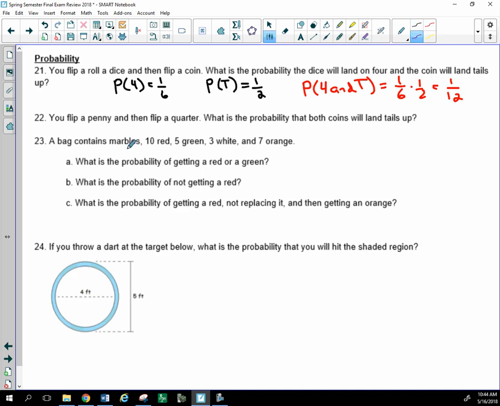On the next question, they're asking us to flip a penny and to flip a quarter. What is the probability that both sides land tails? Well, what is the probability of landing on a tail for a penny? Well, it's 1 out of 2. What's the probability of flipping a quarter and landing on a tail? It is also 1 out of 2. So the probability of a tail and then another tail would be 1 out of 2 times 1 out of 2, which would be 1/4 of the time.